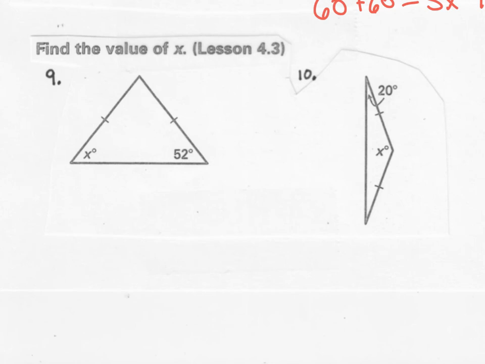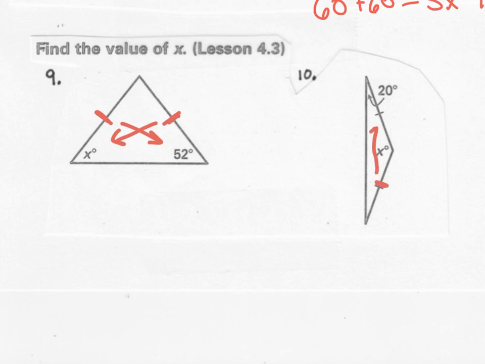Okay, last 2 questions, number 9 and number 10. They come from section 4.3. And notice that we have tick marks here and here. We need to find the value of x. So remember what we talked about. If the angles or the sides are the same, what do we know about the base angles? And same goes for number 10, only here are your tick marks.